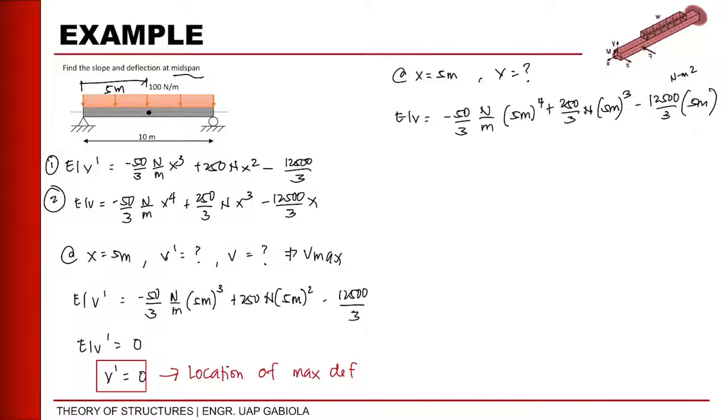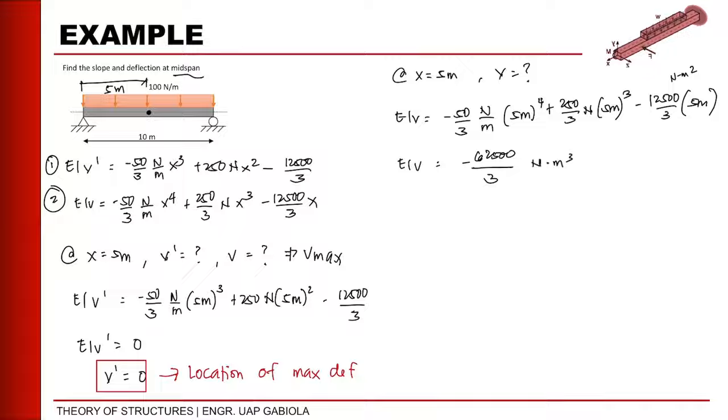So, pwede natin siyang pagsama-samahin, no? Newton meter cube. Okay? So, negative 50 over 3 times 5 to the fourth plus 250 over 3 times 5 cube minus 12,500 over 3 times 5 meters. That is equals to negative 62,500 over 3 Newton meter cube.